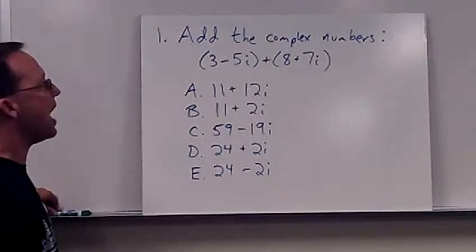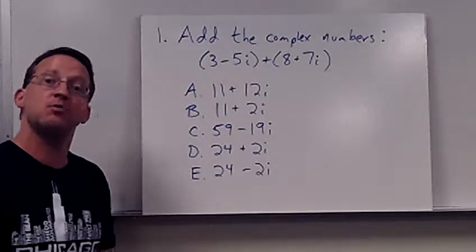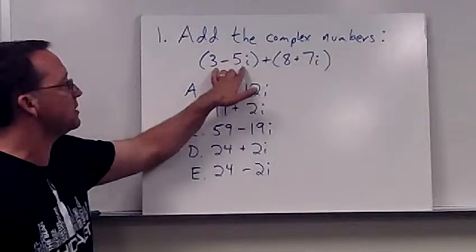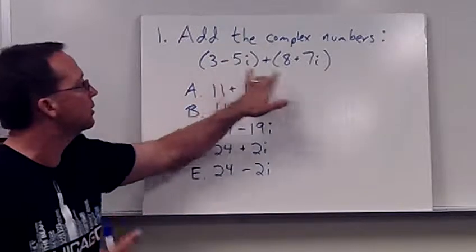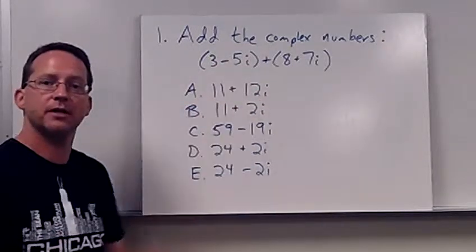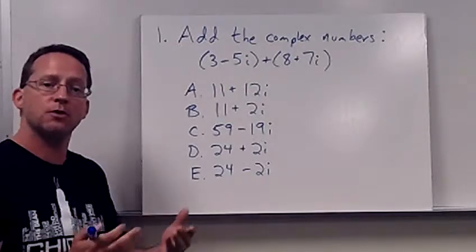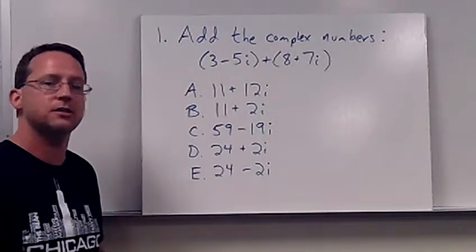All right, this asks us to add two complex numbers together. Remember, a complex number has both a real part and an imaginary part. So this expression is one complex number. This expression is another complex number. When we add complex numbers together, we're combining the real parts and we're combining the imaginary parts separately.